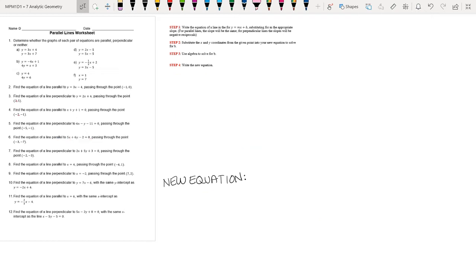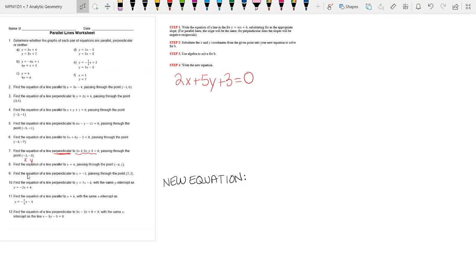Okay, question number 7 says find the equation of a line perpendicular to 2x plus 5y plus 3 equals 0, passing through the point negative 2, negative 3. Analyzing the question, I can see that it wants a line. The new line we're going to be creating is perpendicular to this equation, which is written in standard form and which will need to be rewritten in slope-intercept form. It looks like this in standard form. We'll get to that in a moment. It passes through the point negative 2, negative 3, so those are my x and y coordinates.